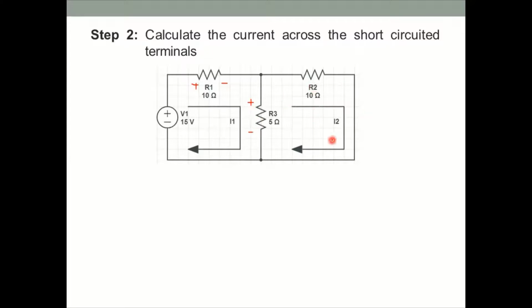And for the second loop, if you give the sign notation, see here the current is entering here, right? So this is going to be plus and this is going to be minus. In the similar way, the current is entering here, so this is going to be plus and this is going to be minus, right? Now what we are going to do is we are going to write the loop equation. By applying KVL for the first loop, I'm going to write the loop equation here.